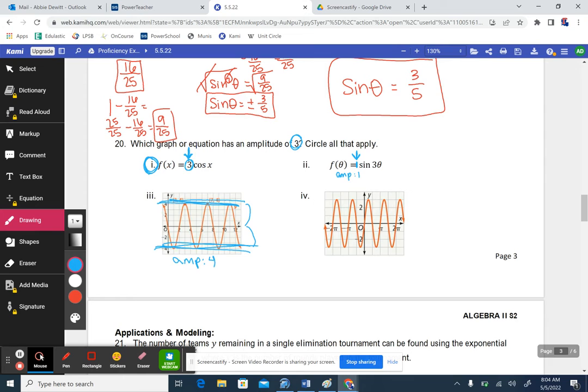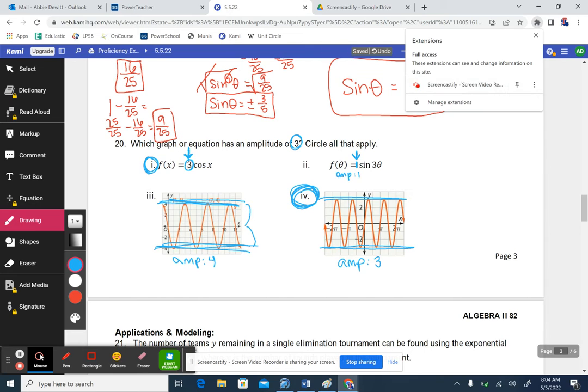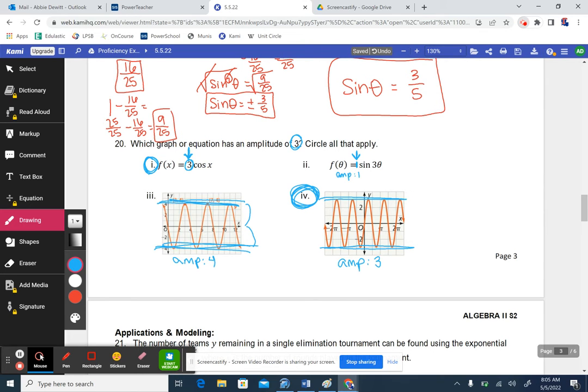On the fourth one, same thing. You're going up 3, down 3, so the amplitude is 3. So you would select this one. What happens if the up was 3 and the bottom was 2? Let me pause this and I'll answer that question.